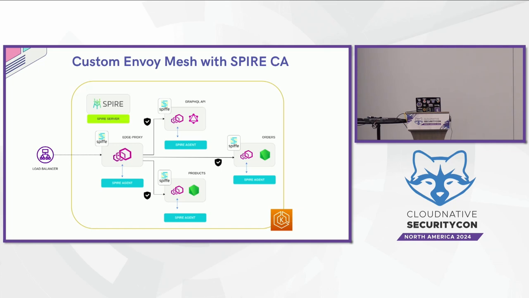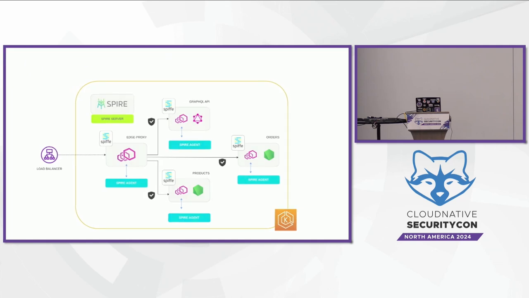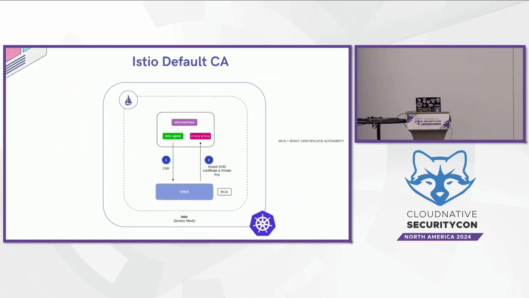So Envoy has the SDS API, secret discovery service, for it to be able to fetch remote secrets. And in this case, those secrets are the X.509 certificates. And Spire also supports the SDS API, enabling it to function as that server to push those certificates. So that's the custom Envoy mesh. And then next is my Istio mesh.